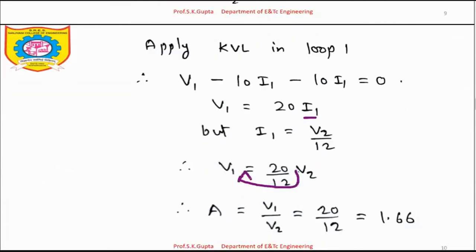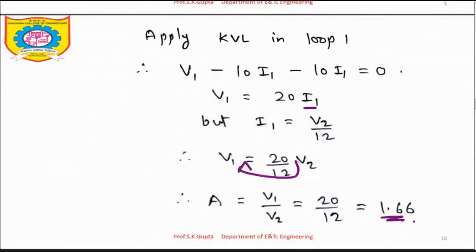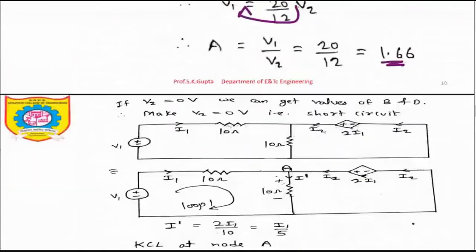This V2 will come in the denominator. So V1 upon V2 equal to 12 by 20 by 12. Answer is 1.66, and it is voltage upon voltage. That's why it is unitless. Okay. Now we will try to find the value of B and D.